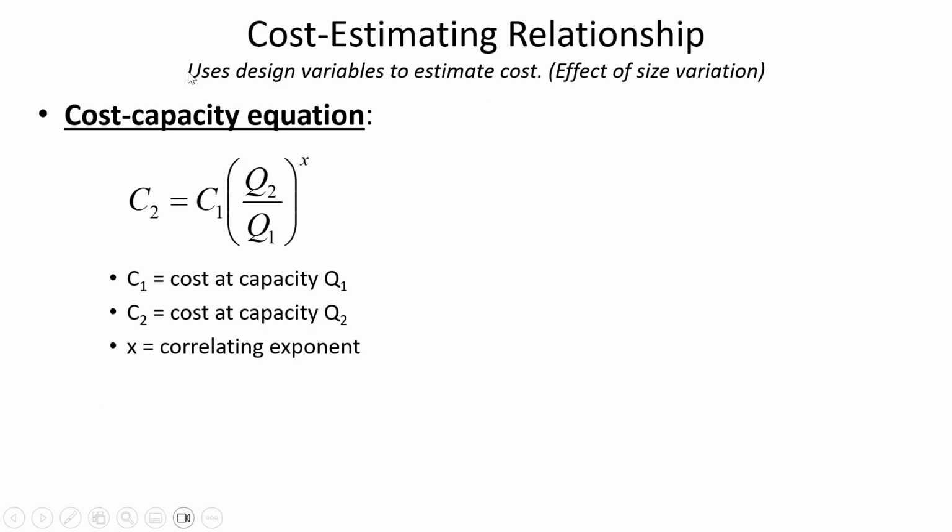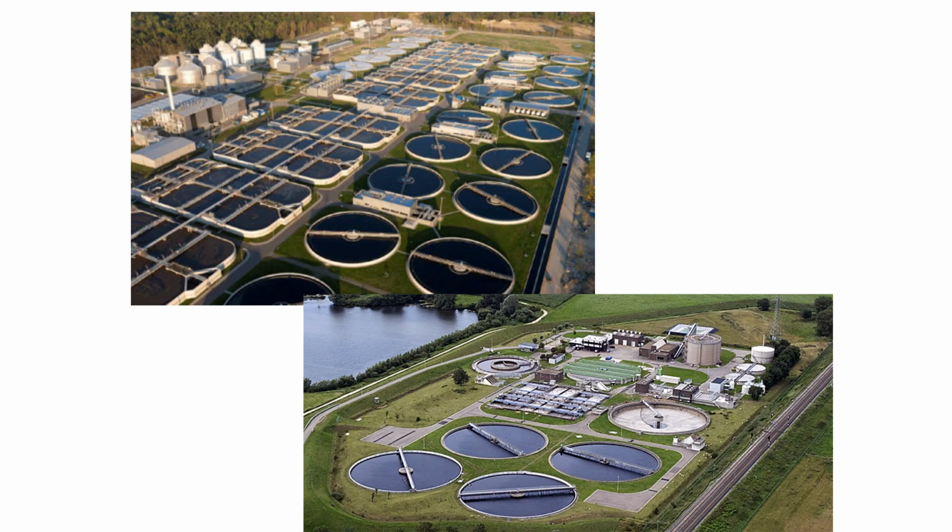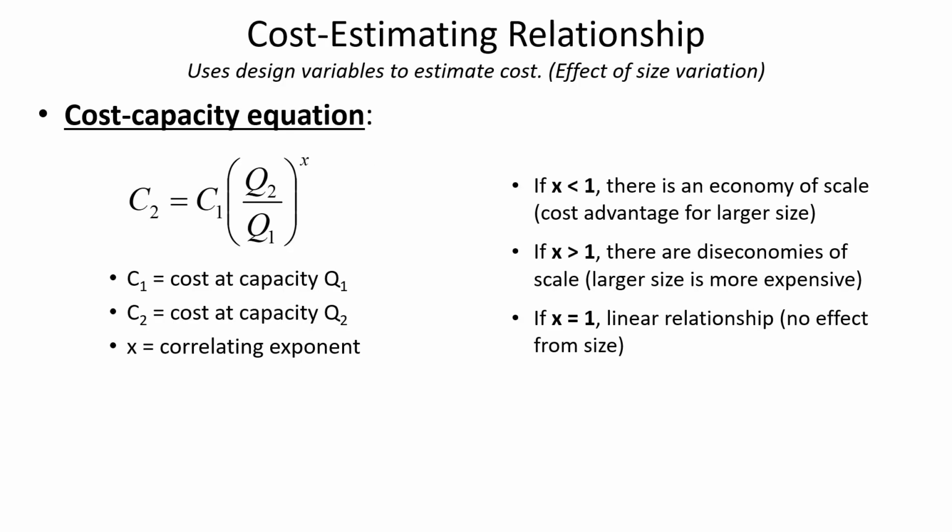This is the cost capacity equation, which says that you can predict the cost of some item number 2 if you've got the data for item number 1 by looking at the differences in size. And so Q here is talking about the capacity of, in this example, the capacity might be the flow rate of water that's being treated through a clarifier. Or capacity could be size of the item.